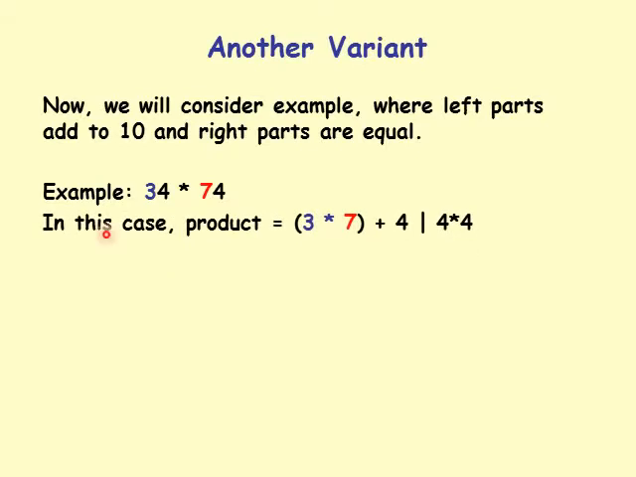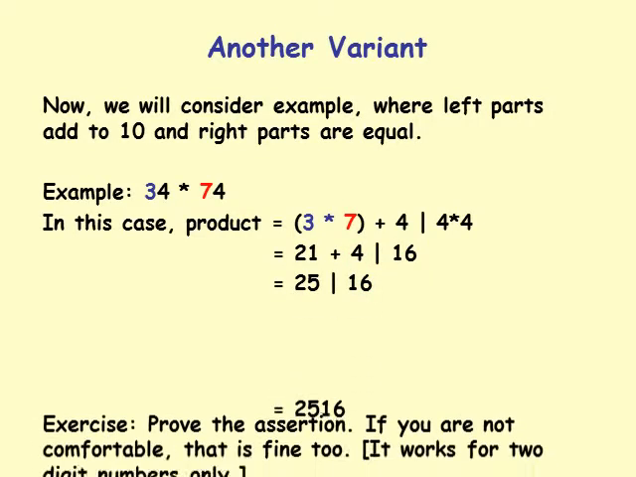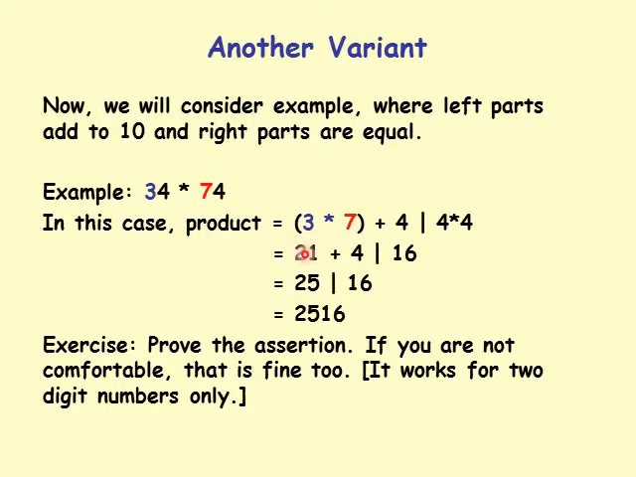Okay? So let's see, in this case, the product is 3 times 7, the part on the left plus the common part on the right, and that's the left part. On the right, it is 4 times 4. So either use 100 times that on the left plus the right part, or make sure there are 2 digits on the right. Let's continue here. So it's 21 plus 4 on the left, 16 on the right. It's 25, 16. So on the left, it's actually 2500 plus 16, and because 16 has 2 digits, we can say 25 on the left and 16 on the right.